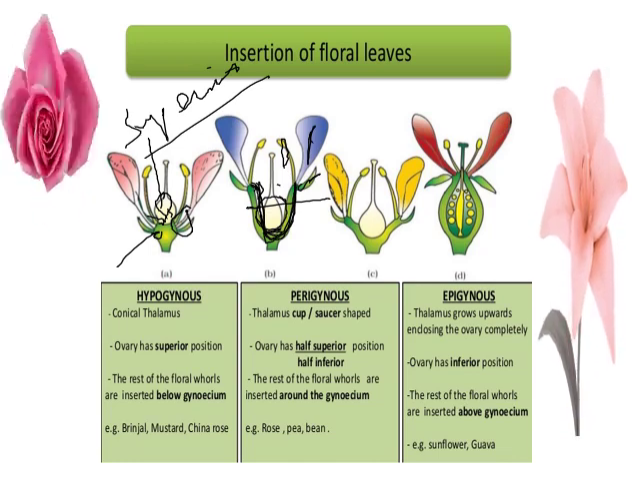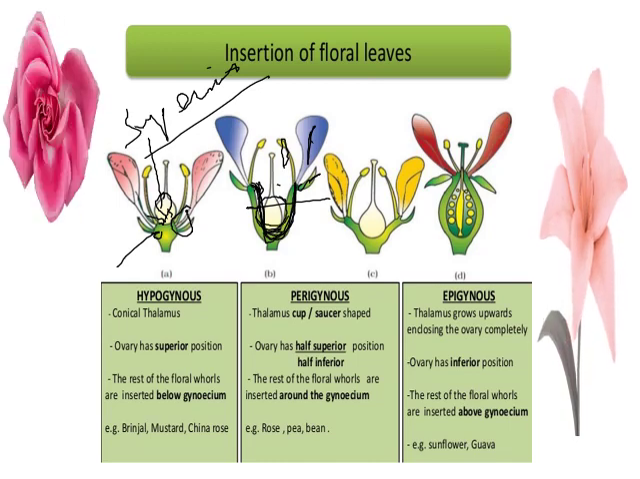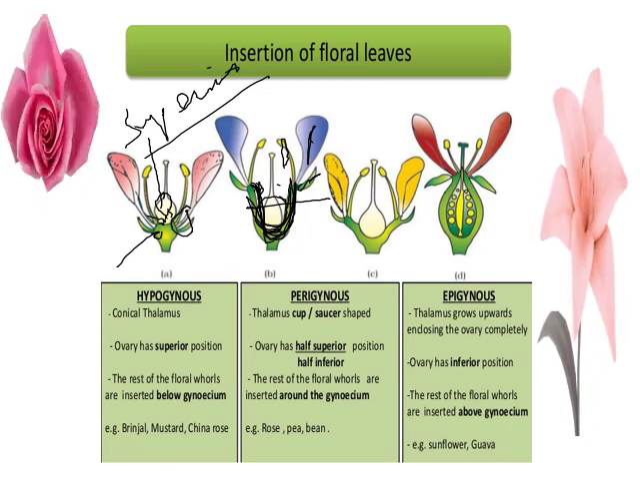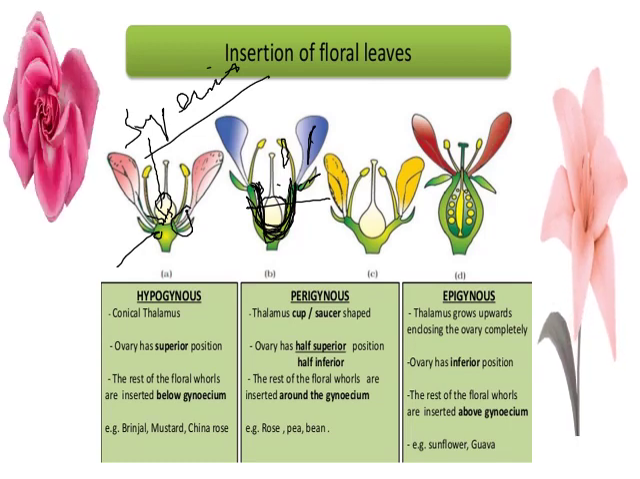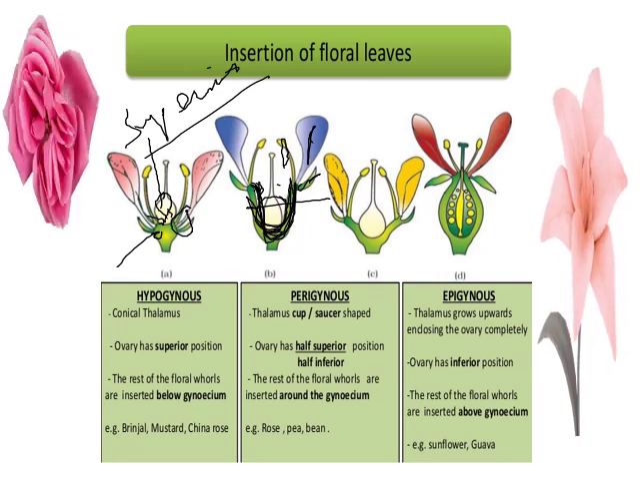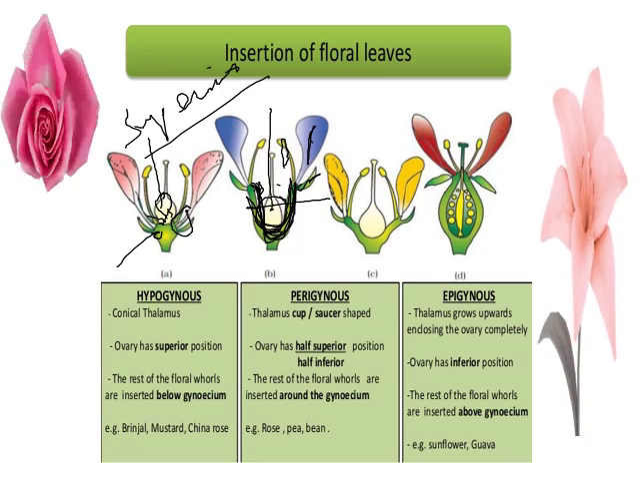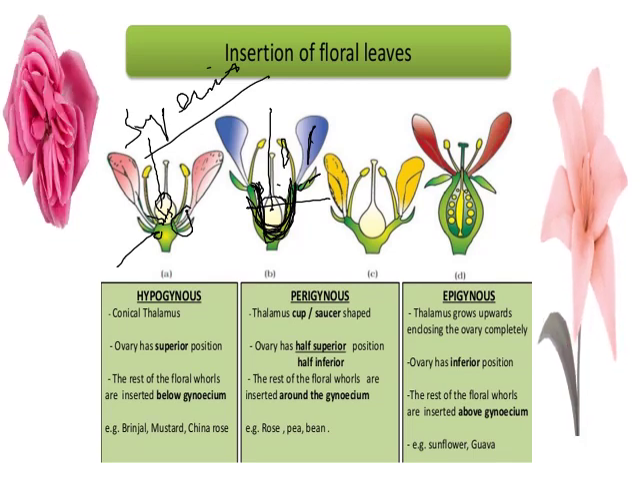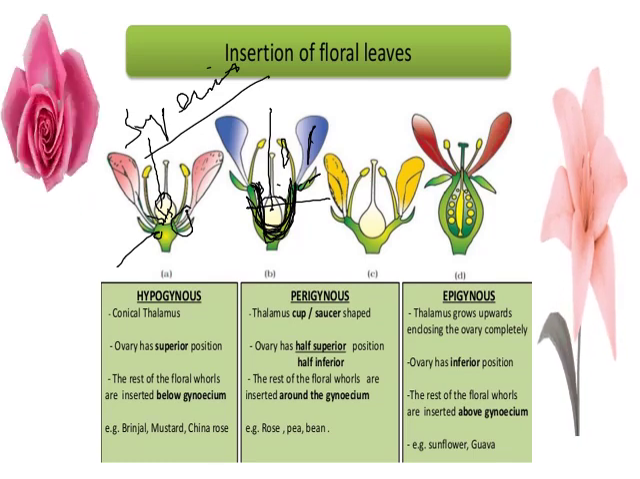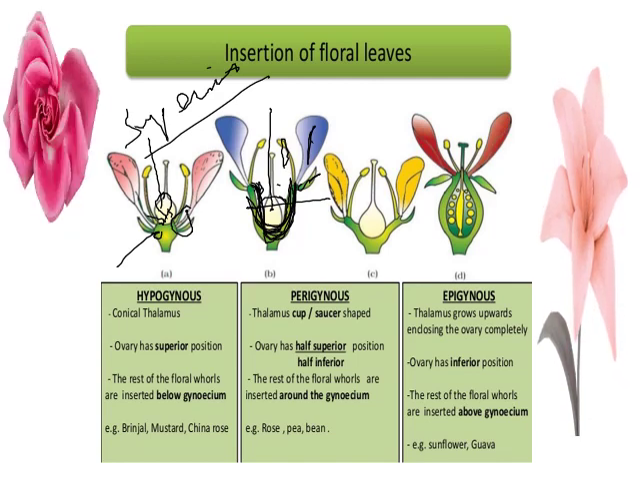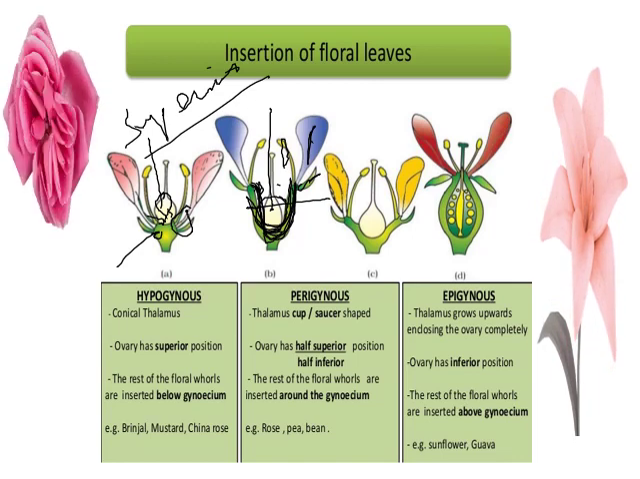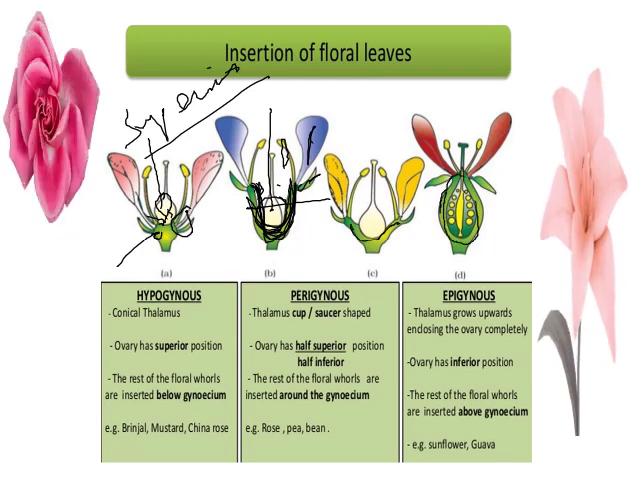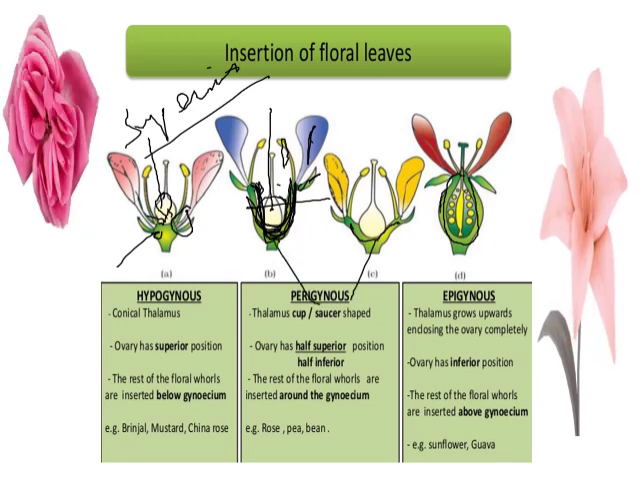In some cases the thalamus becomes more or less cup shaped due to the upward growth of its margin. So now the carpel develops on the bottom of the cup. In this case the gynoecium is superior, but all other parts are inferior. So this is referred to as perigynous. Both of these are examples of perigynous.